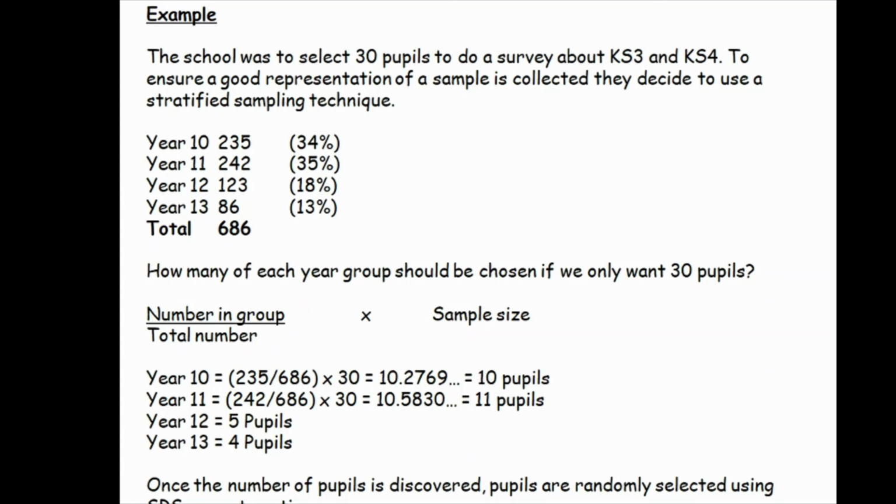So when I'm selecting my sample, I want to have those same percentages within that group. So if I'm having a sample size of 30 students, if I work out those percentages, I want 10 students from year 10, 11 students from year 11, 5 students from year 12, and 4 students from year 13. And then, like I said, once you've selected how many of each, you can then either use simple random sampling or a systematic sampling method to select those 10, 11, 5, 4 students respectively.